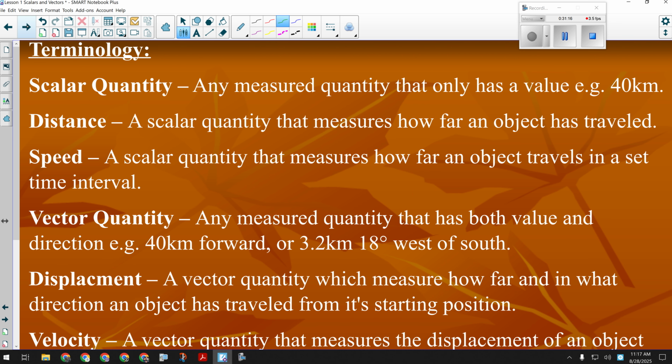Okay, so this is just terminology. It should already be familiar. I don't expect anyone needs to necessarily write it down. Scalar quantities are any measure that has only a value or magnitude, so 40 kilometers, 5 days, 250 kilograms, whatever, those are scalar quantities. Time. Time is scalar? What do we think? Okay, it is.